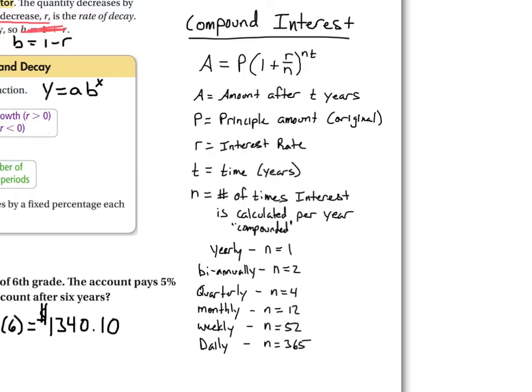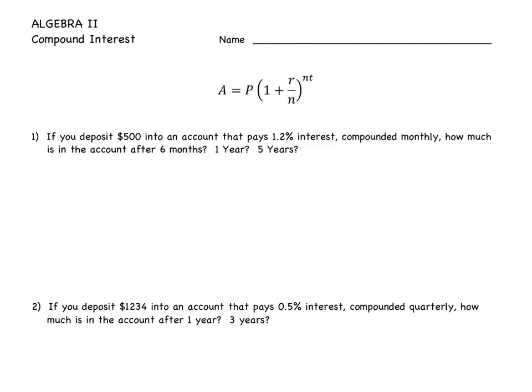On your worksheet for compound interest, at the top of the worksheet, they have the formula there for you. Isn't that nice? Number one, if you deposit $500 in an account that pays 1.2% interest, compounded monthly, so what does that mean? 12 times, N equals 12. How much is in the account after 6 months, 1 year, and then 5 years? So we have to do this problem 3 times.